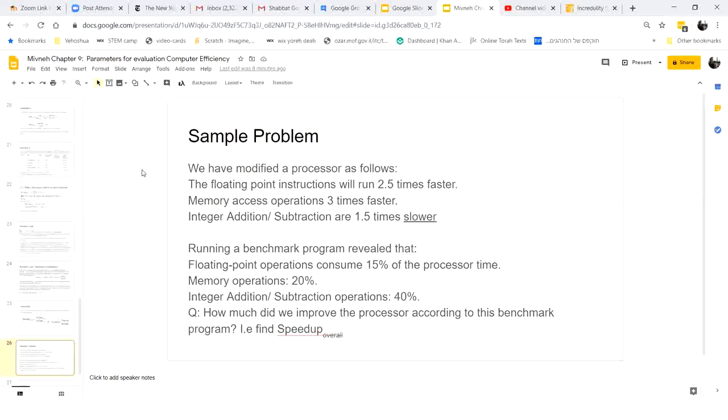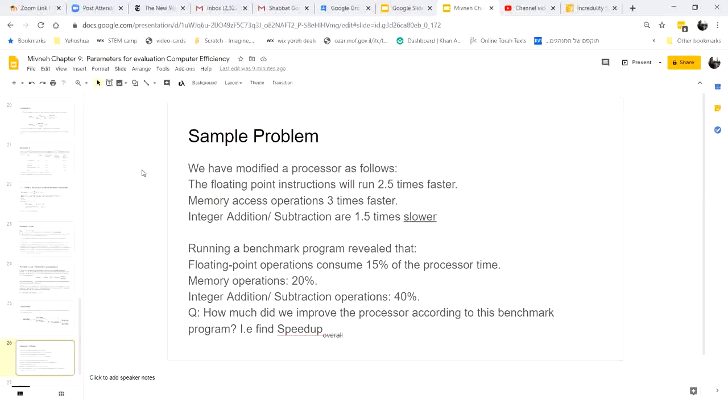Remember, we're talking about computer performance. So let's say we have a new processor and we're comparing it to an old processor. The new processor does its floating point operations 2.5 times faster than the other one, which again means in a given amount of time, it can do 2.5 times more instructions. And the memory access operations are 3 times faster, every time it wants to do a load word or a store word. Integer addition and subtraction are 1.5 times slower.